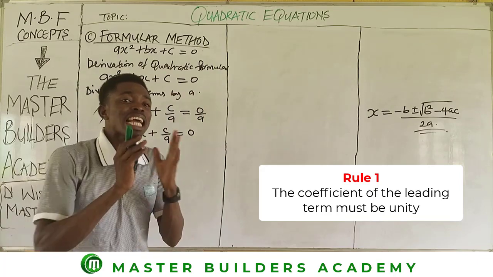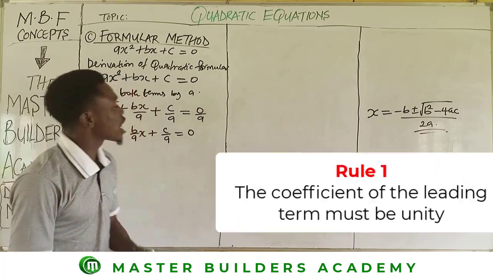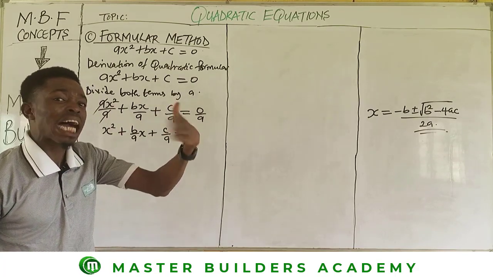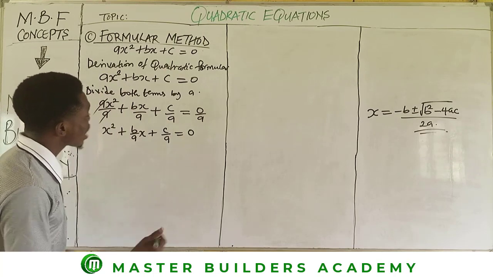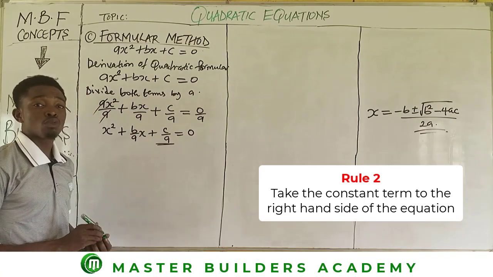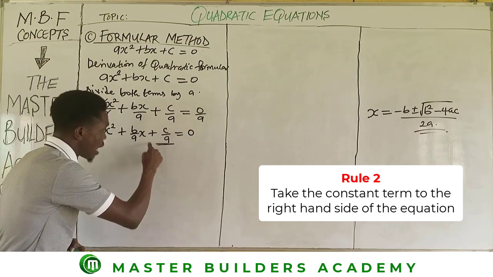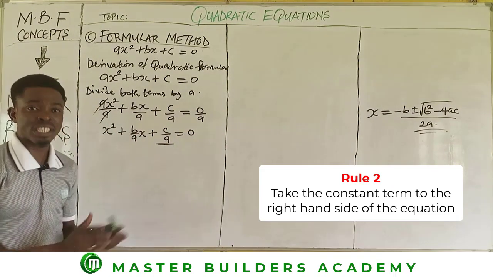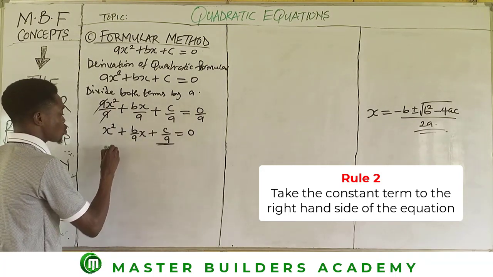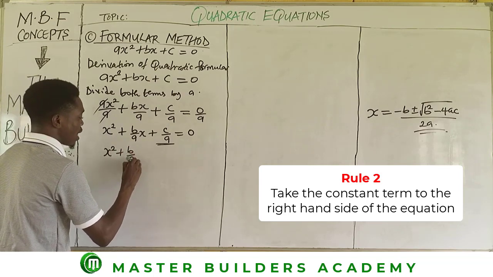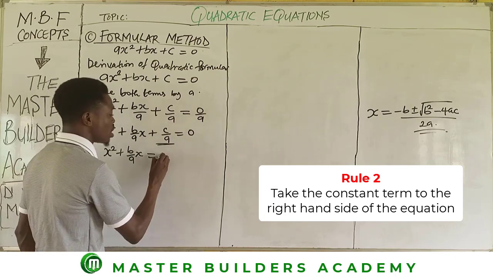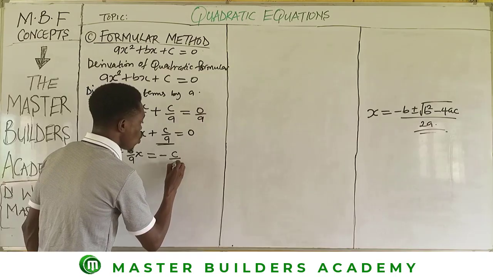Now the next step, which is rule number 2, states that the constant term, which is the term without x, must be taken to the right hand side of the equation. When we look at this equation, we find that this term is the one without x. Therefore, we are going to take this constant term to the right hand side. Then we have x squared plus b over a x is equal to, now when plus c over a crosses the sign of the equality, it becomes minus c over a.